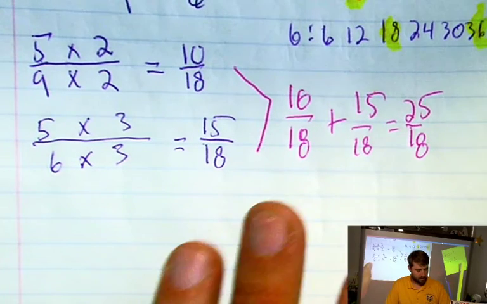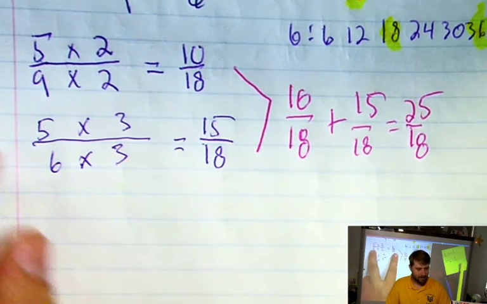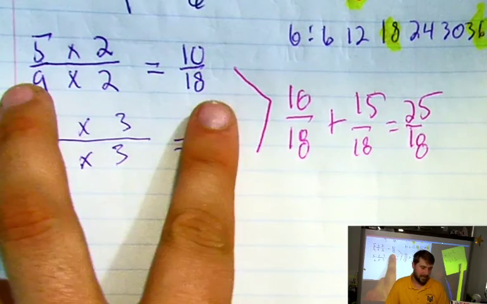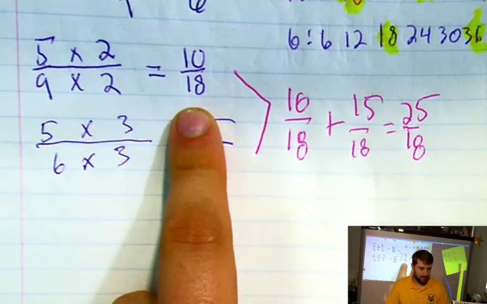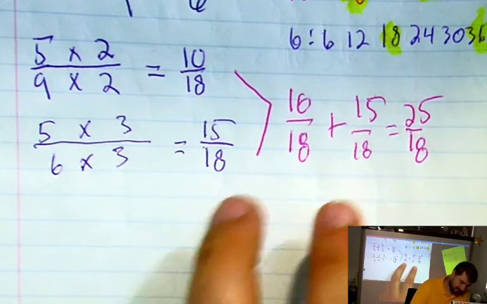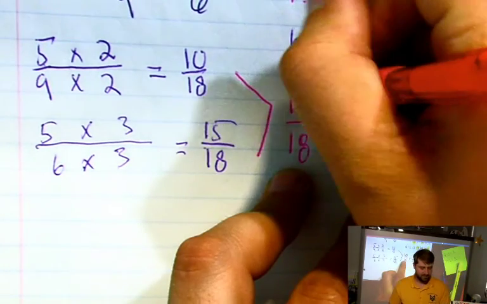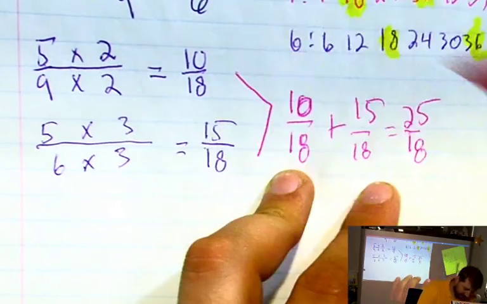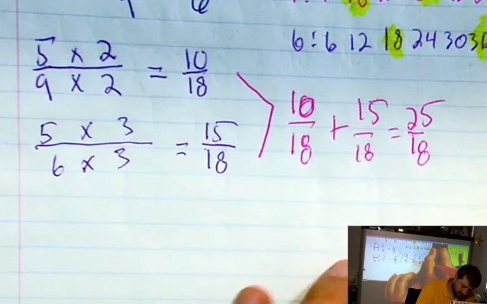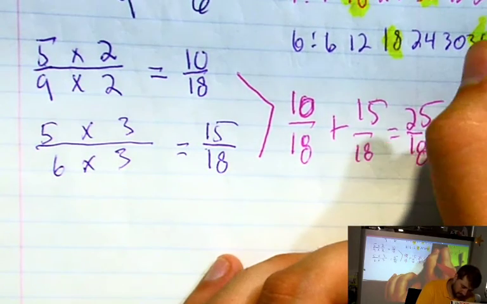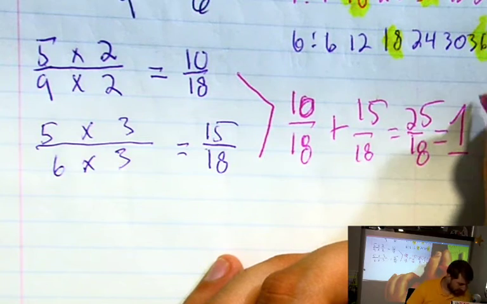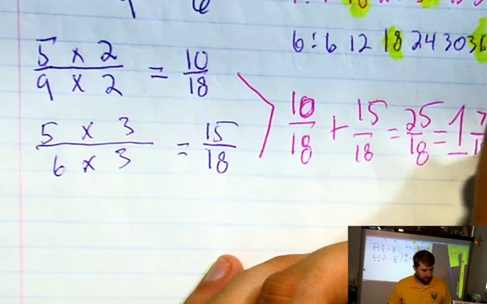So we have created our equivalent fractions with a like unit, the same denominator, and then we added our two equivalent fractions together. Now this is a 10. I'm super sorry about that. We have 10 plus 15 equals 25. And I know that you know how to reduce that from an improper fraction into a mixed number. And then you would end up with 1 and 7/18.